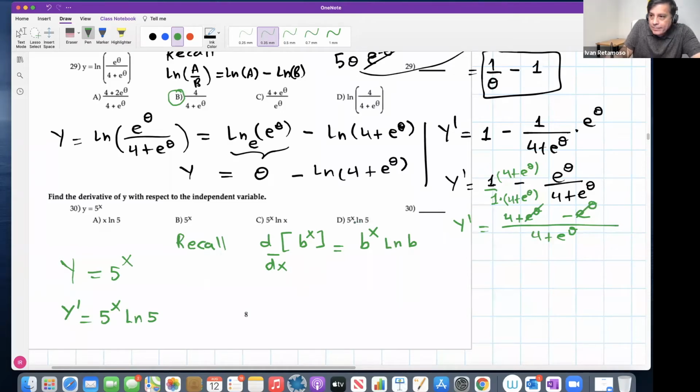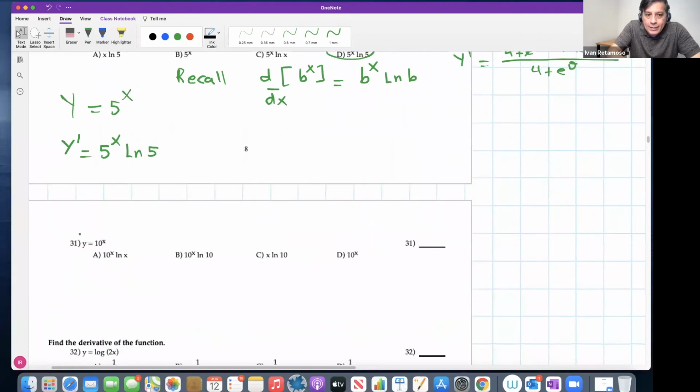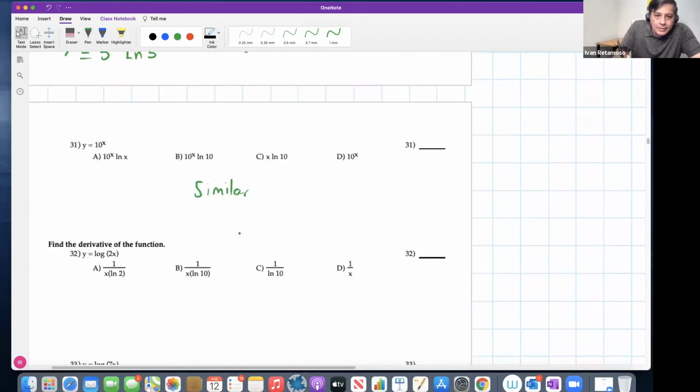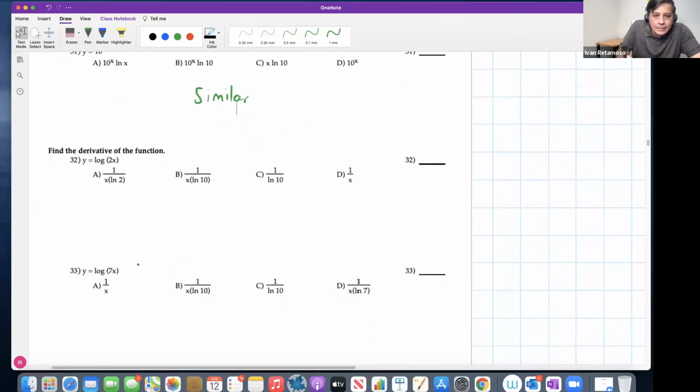Excellent, guys. Write this formula down somewhere, right? Similar to this one, you can do this one similarly. Instead of base 5, base 10. Very good. This one, the base is not e, is not natural log. So let's do this, and the other will be similar.